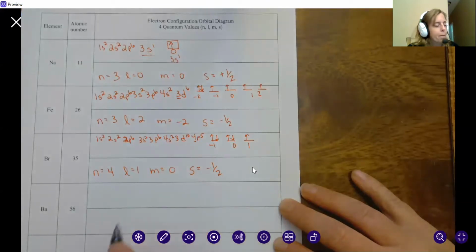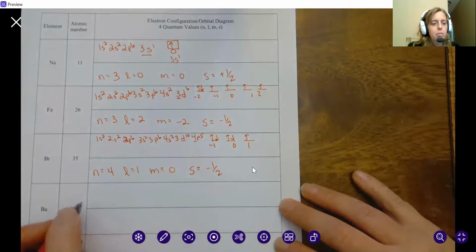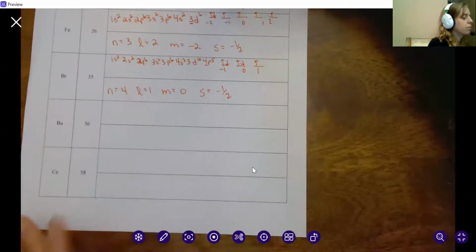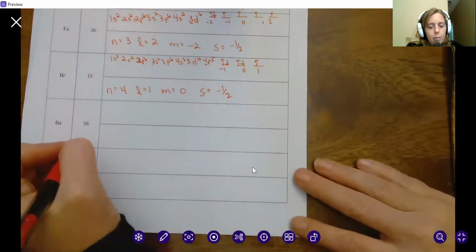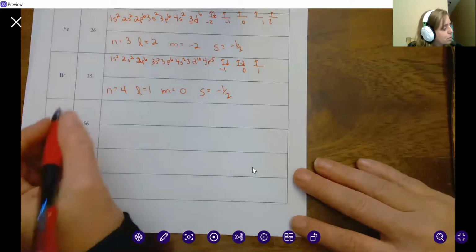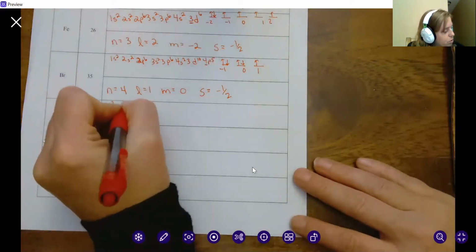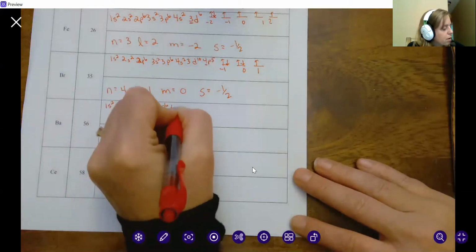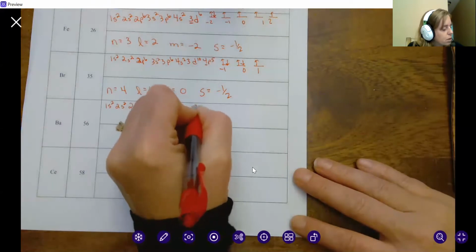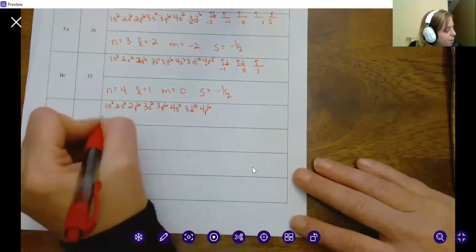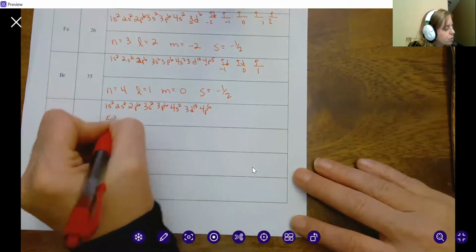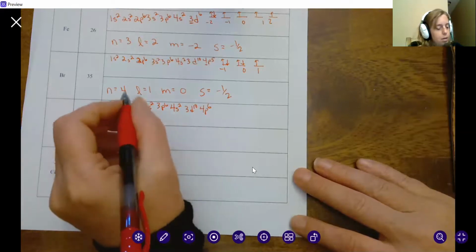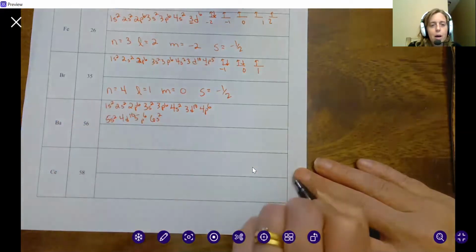Okay, all right, so we got 2 more to do. So the next one is barium. Barium is going to be all the way to 6s2. So 1s2, 2s2, 2p6, 3s2, 3p6, 4s2, 3d10, 4p6, 5s2, 4d10, 5p6, 6s2. So I'm going to stop at 6s2.